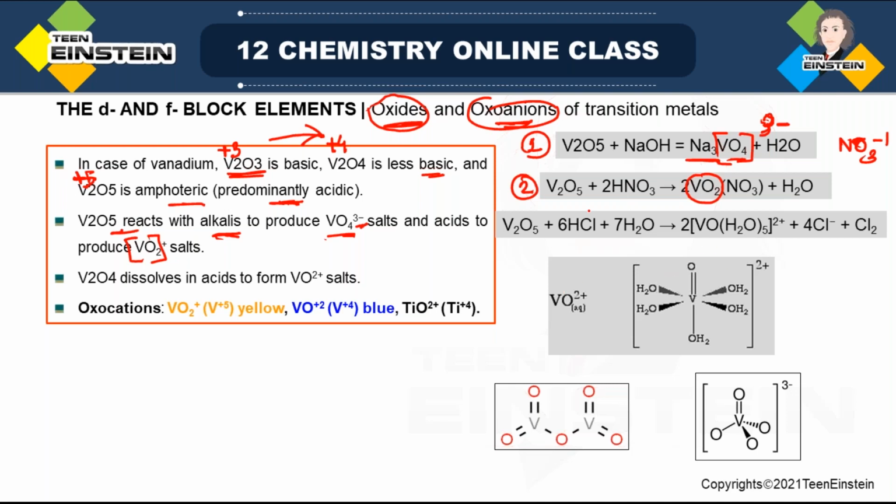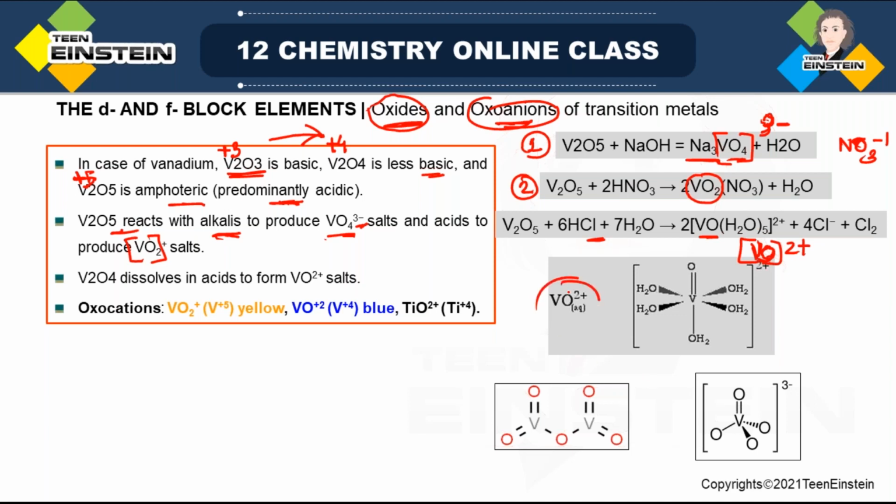Fine. In another reaction, V2O5 can also react with HCl and water, and what are we getting? We are getting VO(H2O)5 2 plus. So another type of oxocation. When it is reacting with HNO3, we are getting VO2 with a single positive charge. And when it is reacting with HCl, now what are we getting? We are getting VO with 2 plus charge, and 5 water molecules are surrounding it.